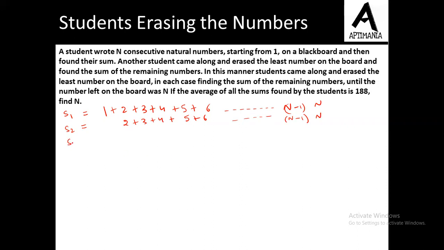Now the third student comes. He will erase the least number present at that time on the board. So the least number present at that particular time is 2. So he will erase 2 and find the sum of the remaining numbers, that is 3 plus 4 plus 5 plus 6 and so on till n minus 1 and n. Now this series will continue. The fourth student will erase 3 and will find the sum of 4, 5 and 6 and so on till n minus 1 and n.